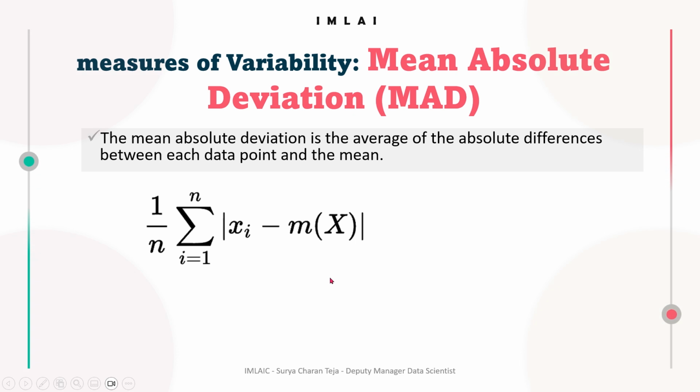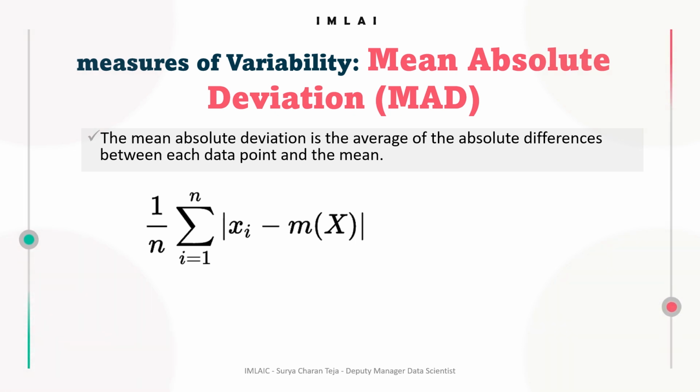So it's the summation of absolute deviations. We have calculated the deviation, that is yi minus y bar, here xi minus m of x, that is the mean of x. And when you take the absolute of each deviation, even the negative ones will be converted into positive. This is one way of suppressing the negative directional deviations.